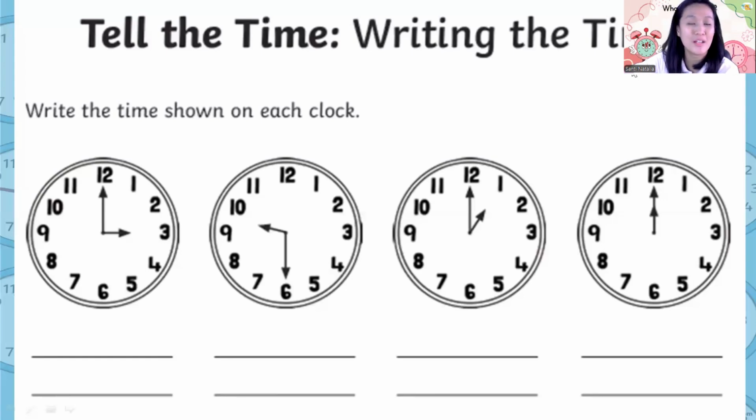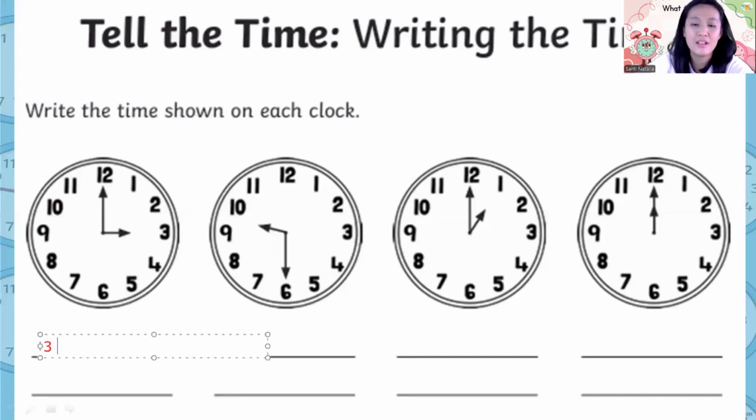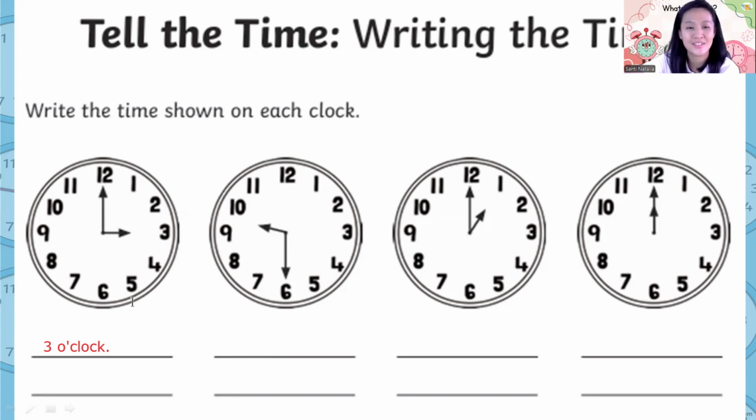Write the time shown on each clock. Number 1, what time is it? The short hand is pointing 3 and the long hand is pointing 12. It tells the exact hour. So, it's 3 o'clock. That's good. It's 3 o'clock. You can write down with your pencil, children.